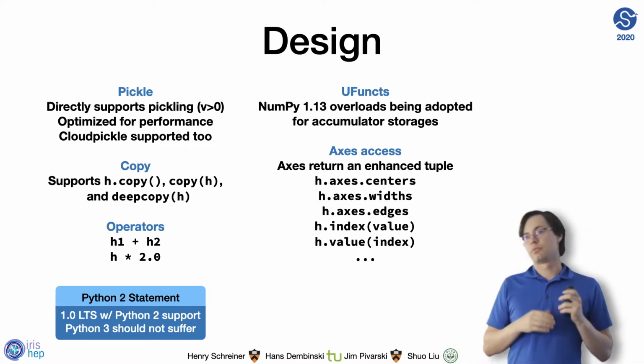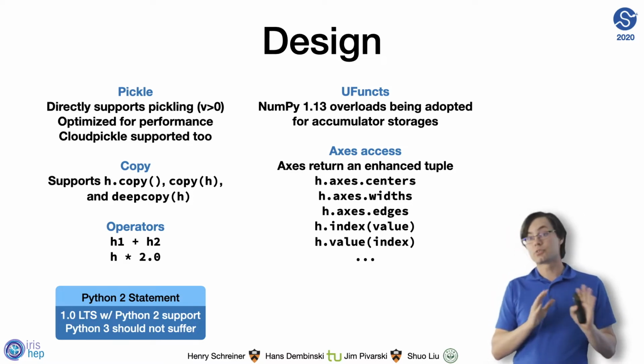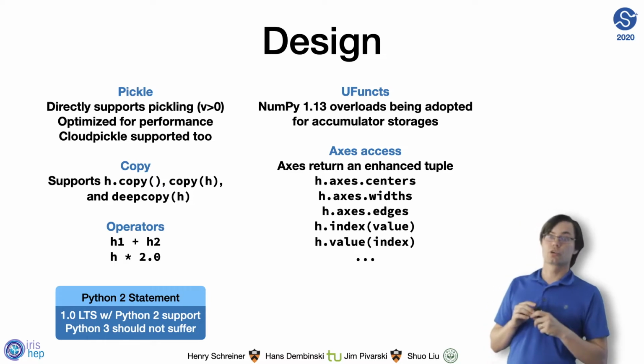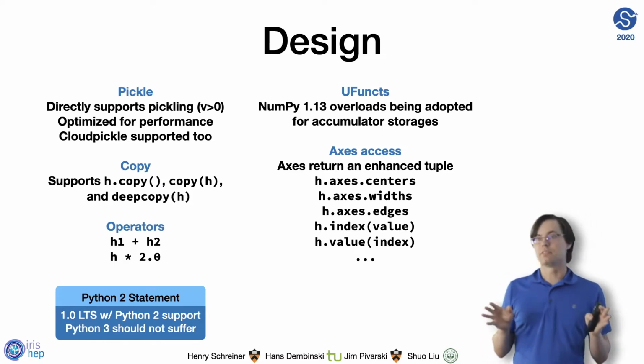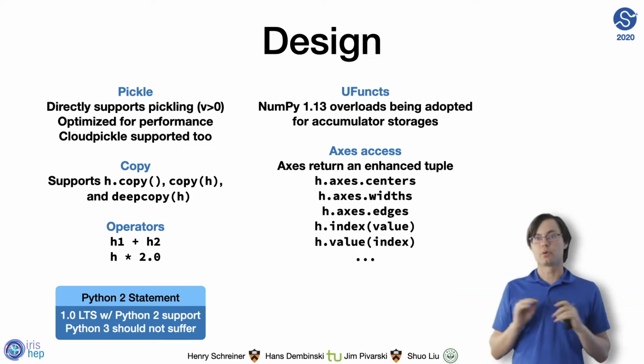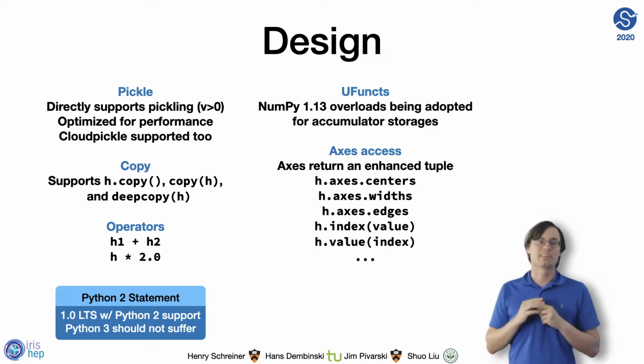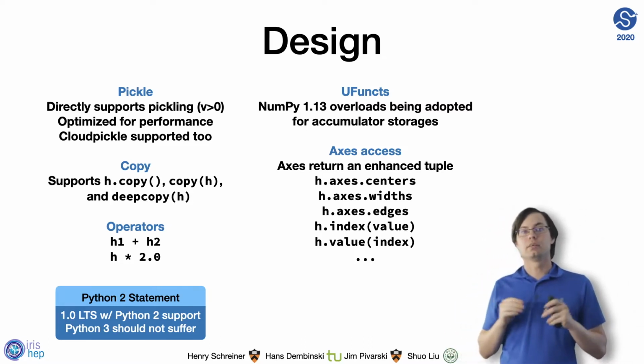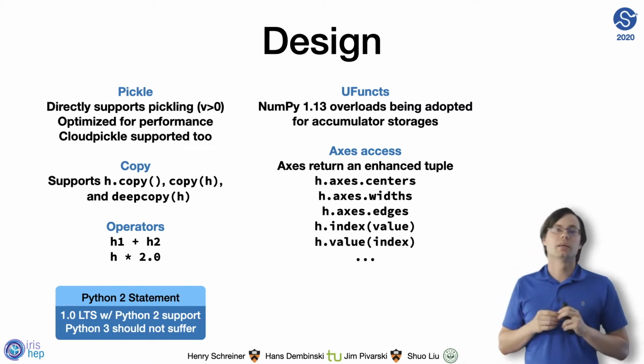And it supports operators. If you want to scale a histogram, just multiply it by a number. If you want to add 2 histograms, that just works. In fact, recently, this even works if you have growing categories, which I'll talk about in a minute, which is particularly exciting. It also supports the NEP13 ufuncs.